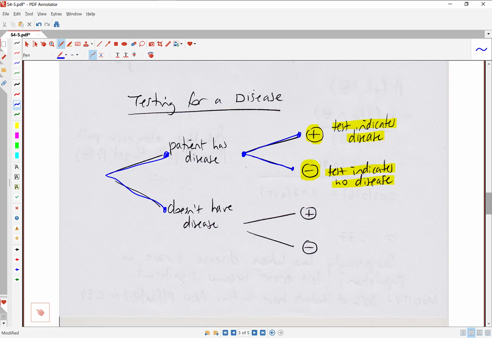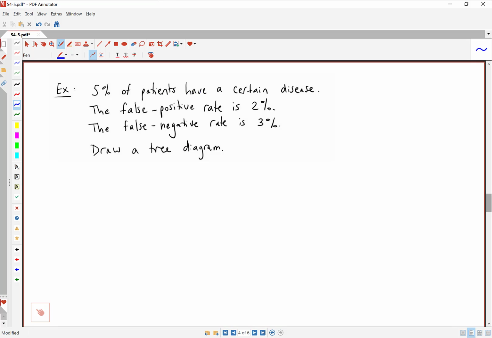Now, if a patient doesn't have the disease, then again, the test could come back positive or negative, indicating whether the test indicates the disease or indicates no disease. So that's the structure of the tree diagram when we're talking about medical testing. Let's say we're told 5% of patients have a certain disease. The false positive rate is 2% and the false negative rate is 3%. Okay, we'll figure out what these things represent by drawing a tree diagram.